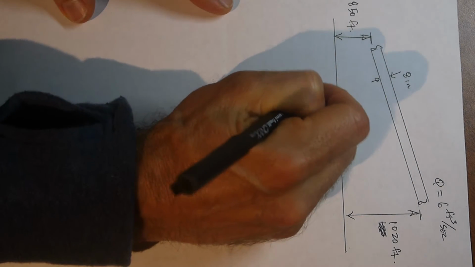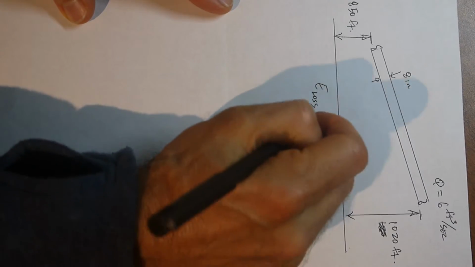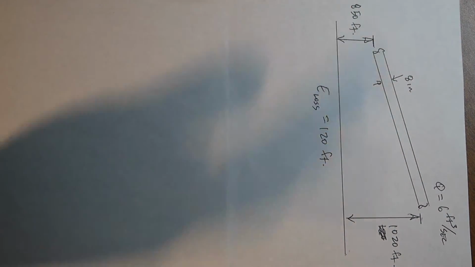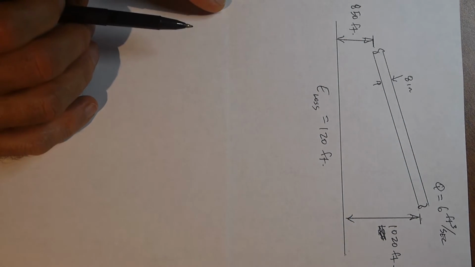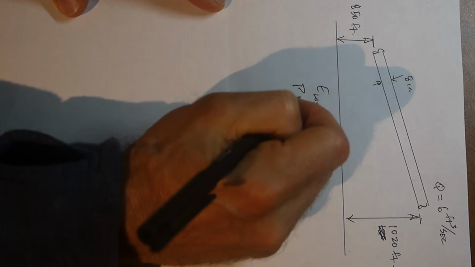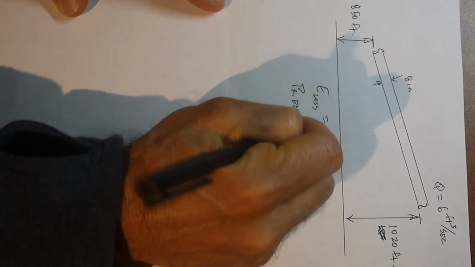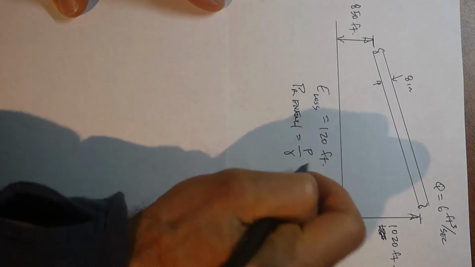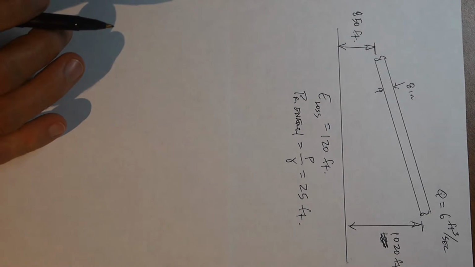Okay, good, easy peasy. And it also says these things. The energy loss across this whole pipe, the whole length of pipe, equals 120 feet. Remember, that's energy. It's losing 120 feet of head, 120 feet of energy. It's also saying that the pressure energy at the outlet, which we know is equal to P over gamma, equals 25 feet.